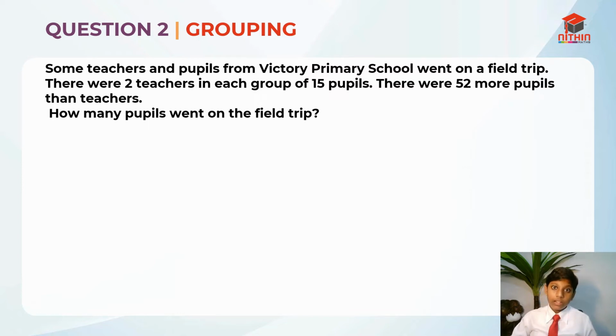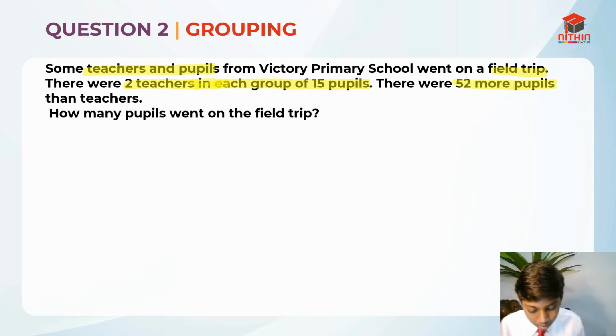Now that we have read it, let's highlight the key information. Some teachers and pupils from Victory Primary School went on a field trip. There were 2 teachers in each group of 15 pupils. There were 52 more pupils than teachers. So this is in total. They are asking us how many pupils went on the field trip.